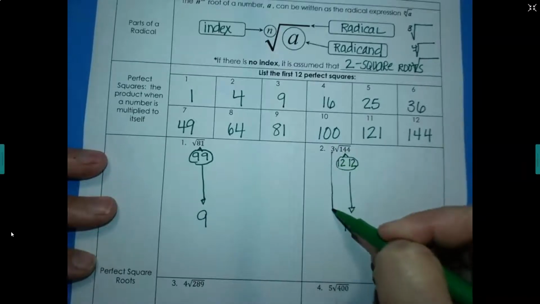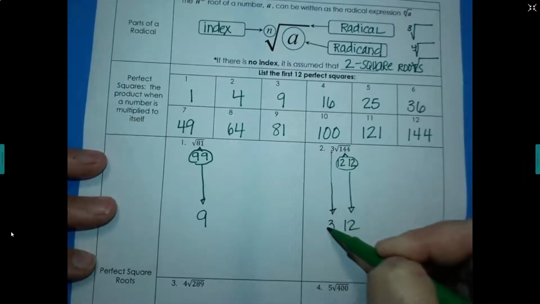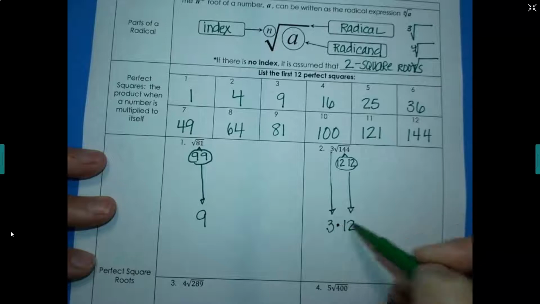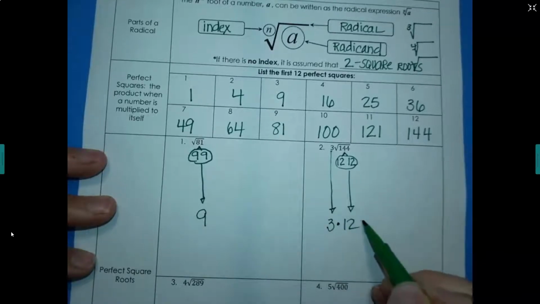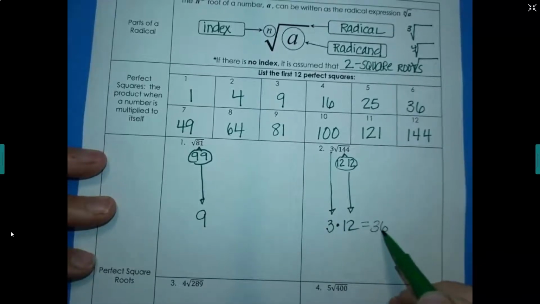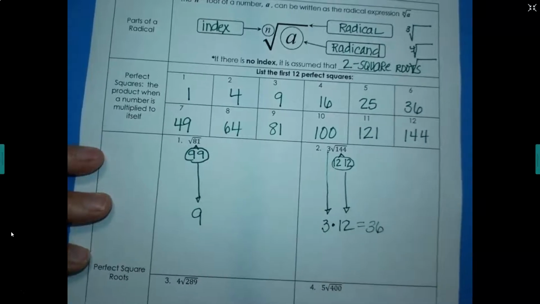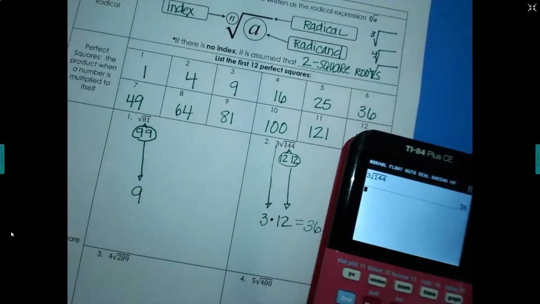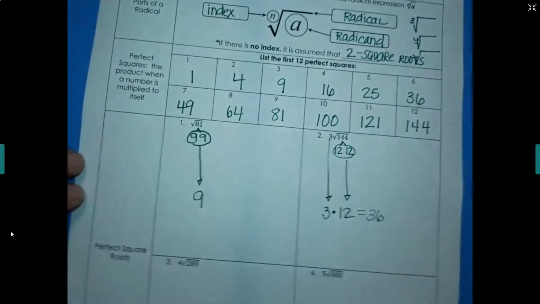What do I do with that? Anytime you have a coefficient, it comes down and still has to be part of the answer. When I have multiple things coming out on the outside of the radical, I'm going to go ahead and multiply them together. 3 times 12 is 36. So I'm just going to show you on my calculator. Shortcut, 3 square root 144 will simplify down to 36, which is the exact same answer we got.